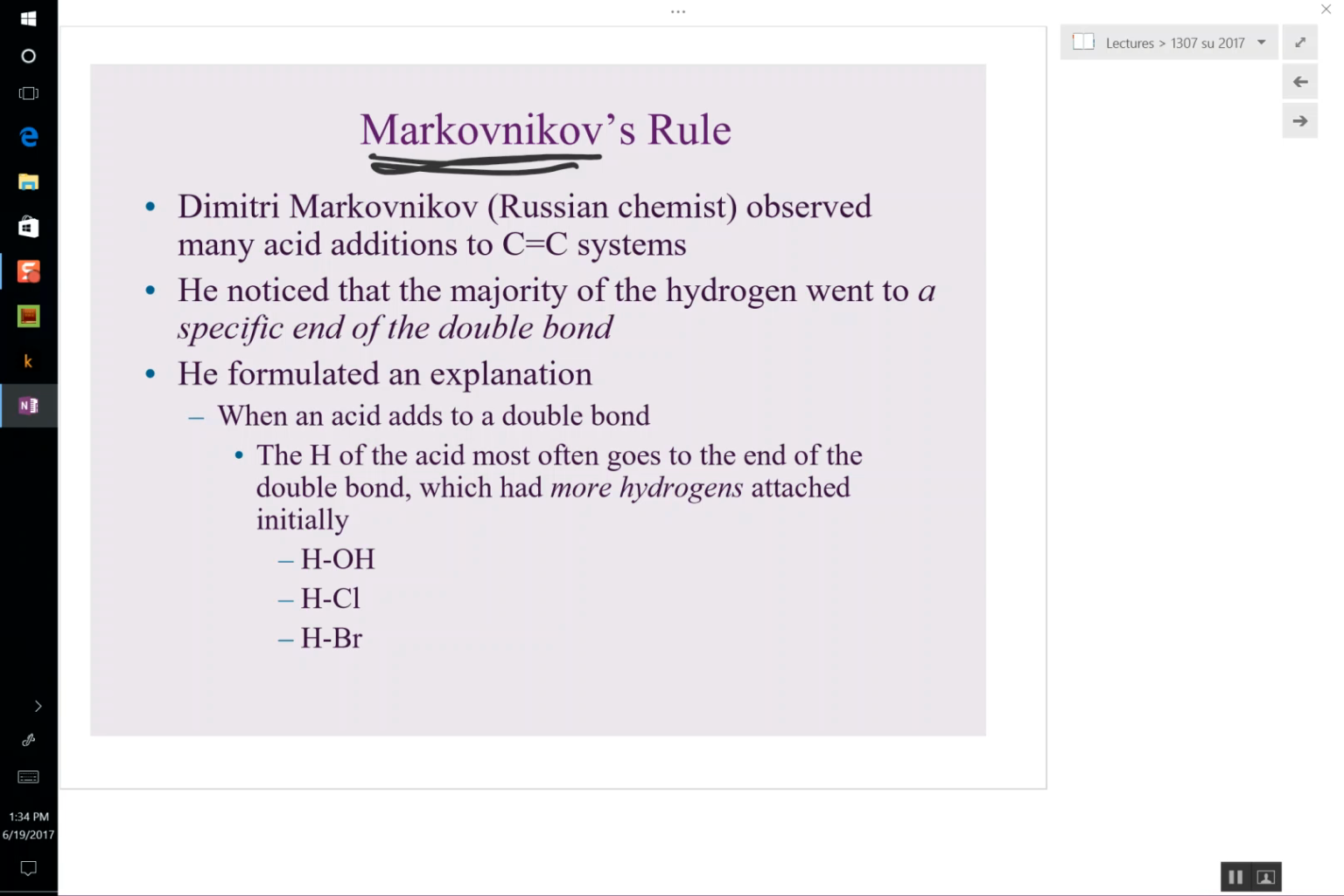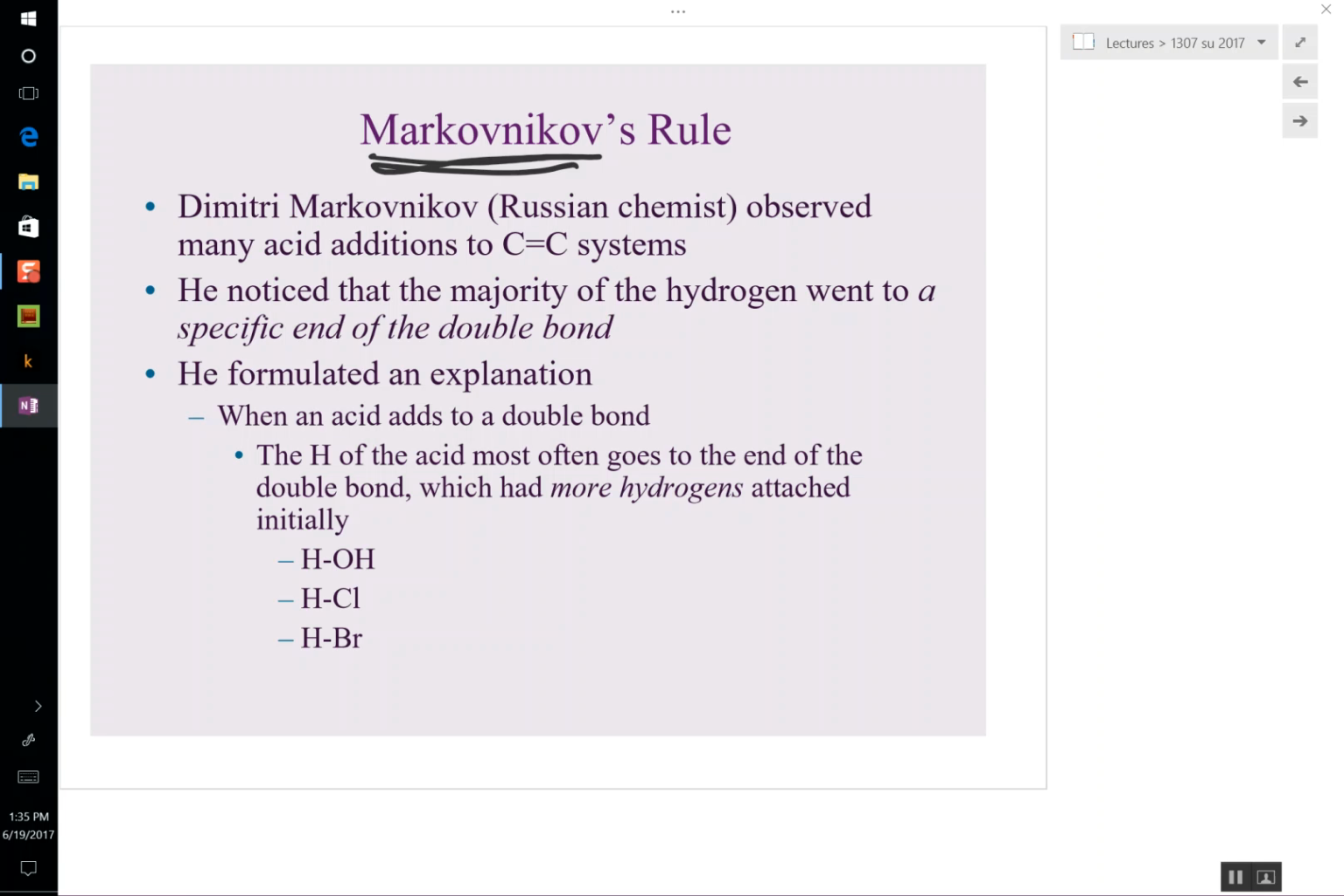Okay, now this rule is going to apply for hydration and also for hydrohalogenation. And what is the reactant here? HX. So it's either HF, HCl, HBr, or HI. That's hydrohalogenation.